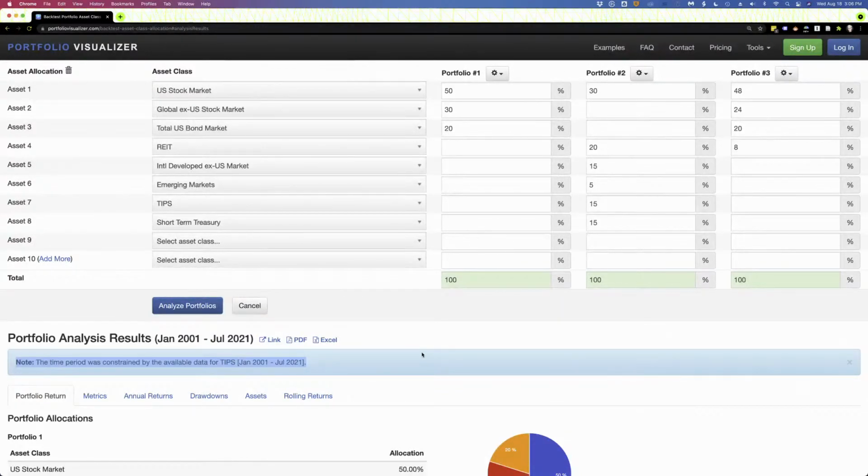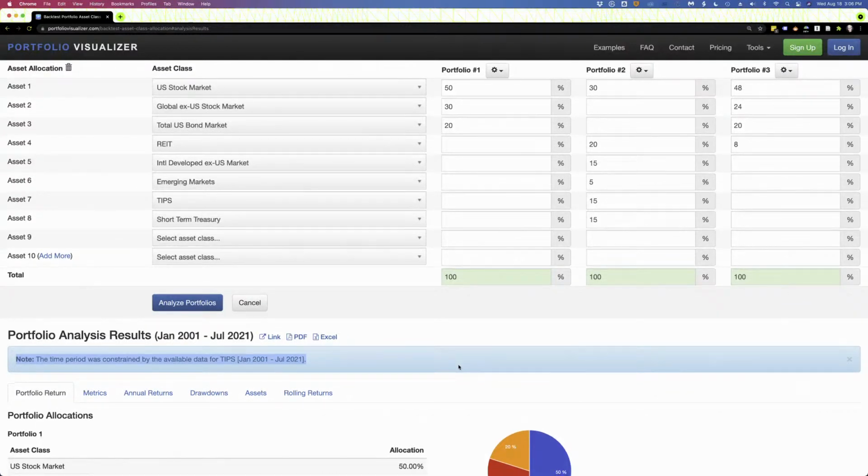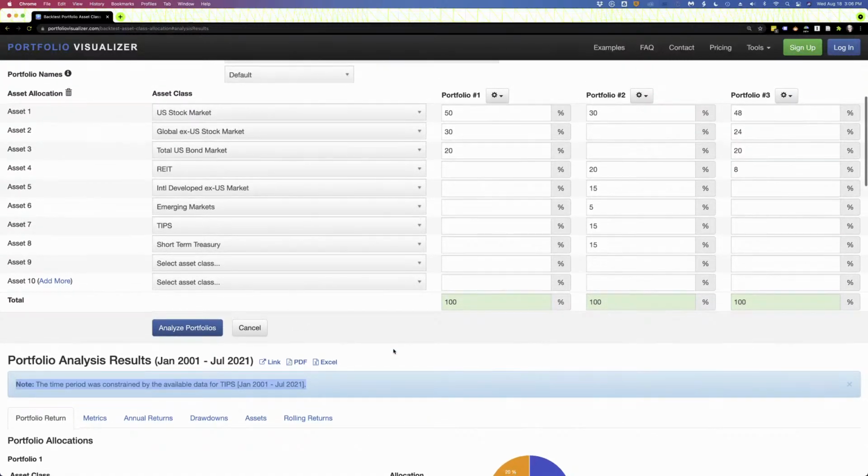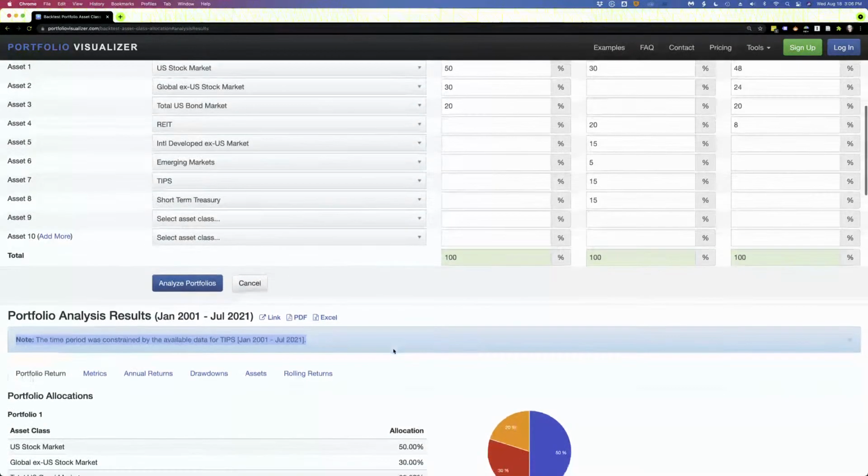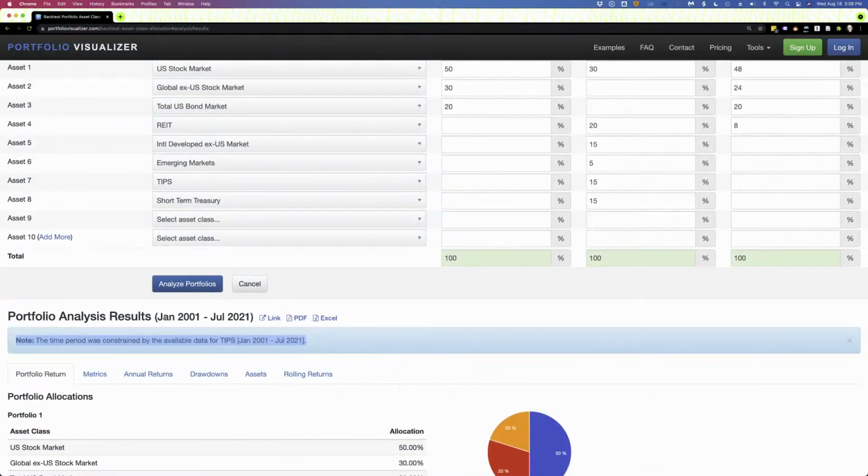Why? Well, for starters, TIPS didn't exist in 1972. I don't know when they started. I'm not even sure it was January of '01. I thought it was earlier than that. But in any event, the point is, depending on what asset classes you're trying to model, there may be limitations on how much data they have. That's also going to be true, as you'll see, when we look at individual investments, individual ETFs or mutual funds. So you want to keep that in mind.